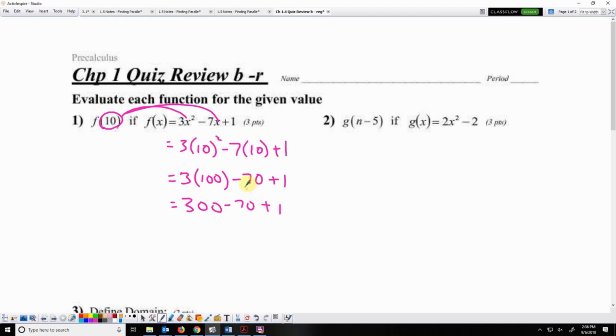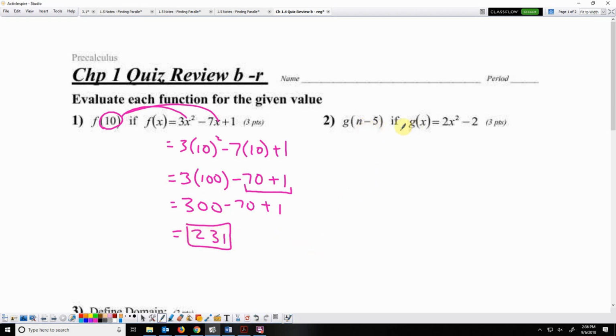One of the dangers is people like to just combine these two and say it's minus 71, but that's a negative 70 plus 1. So if we're going to combine these, we're going to have to do negative 70 plus 1, which is minus 69. But let's just do it in this order. Subtraction, addition and subtraction from left to right. 300 minus 70 is 230, plus 1 is 231.